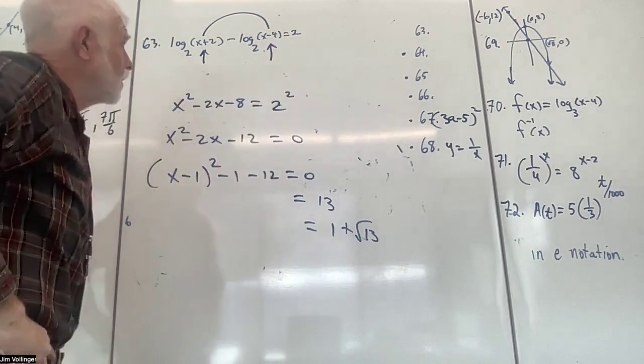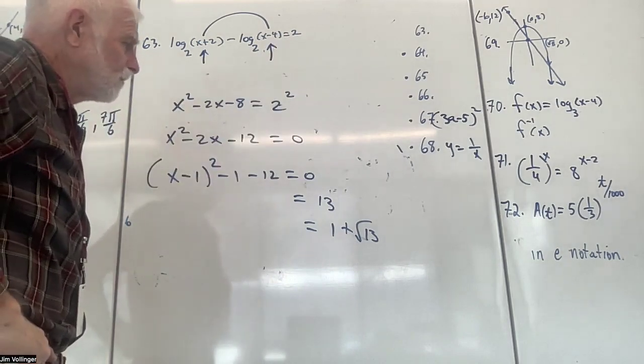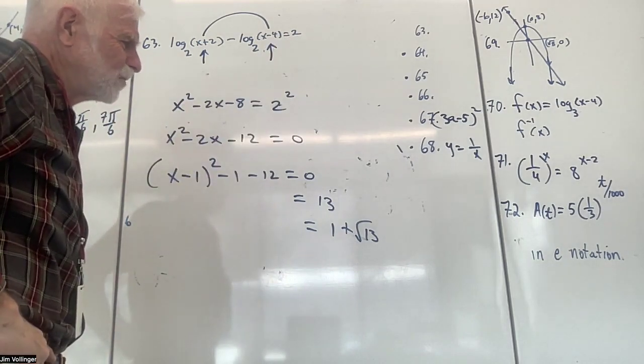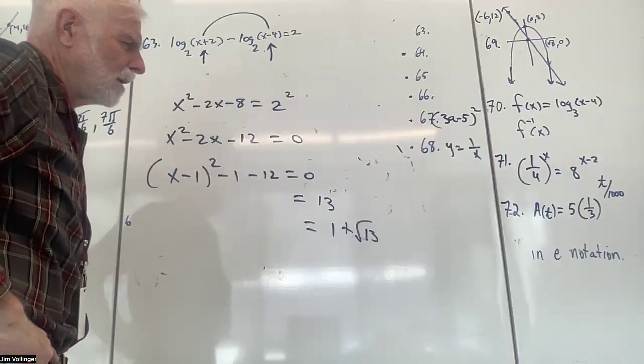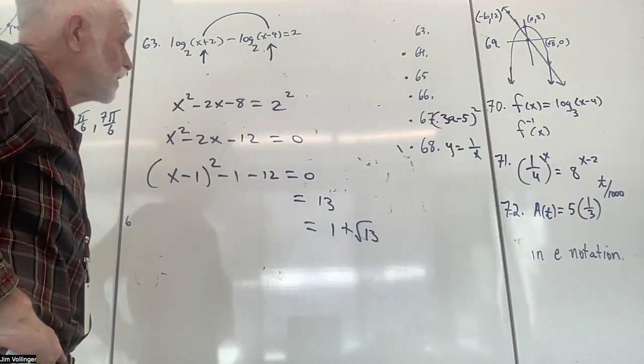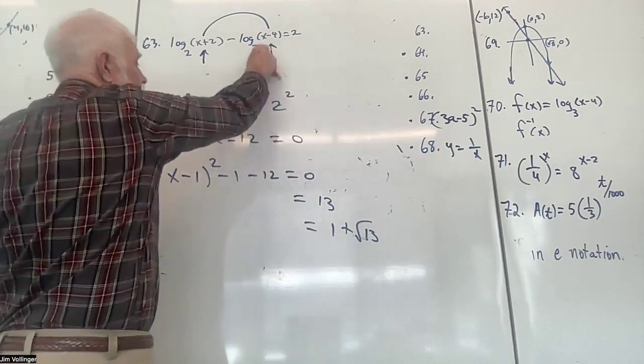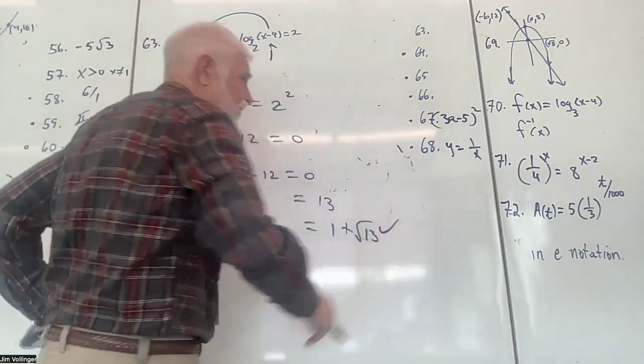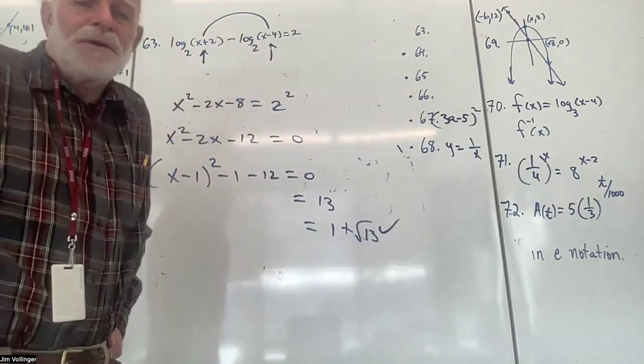Right? I wonder if there's 1 plus root 13. Root 13 is less than root 16, which is 4, but it's bigger than root 9, which is 3. So it would be okay here. All right, so I'm assuming that's a correct answer. And if it's not, somebody write to me.